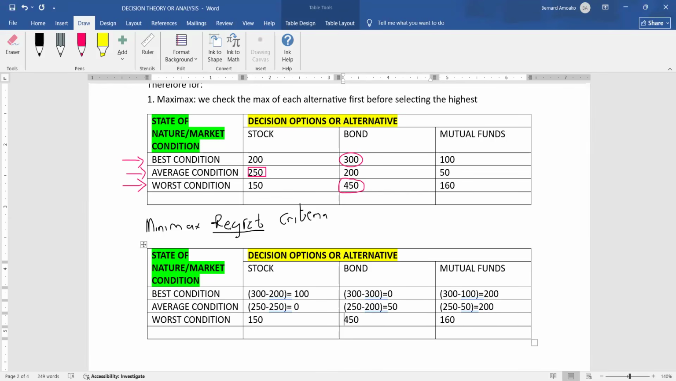And for the next one, which is the worst condition, the highest was 450. If I'm unable to go in for the 450 and I decide to go in for 150, I'll be regretting 300. If I go in for the whole 450, what would be my regret? 0. The next one, if I'm unable to go in for the whole 450 and I decide to go for 160, what would be my regret? 290. Are we correct? Yes. All right.